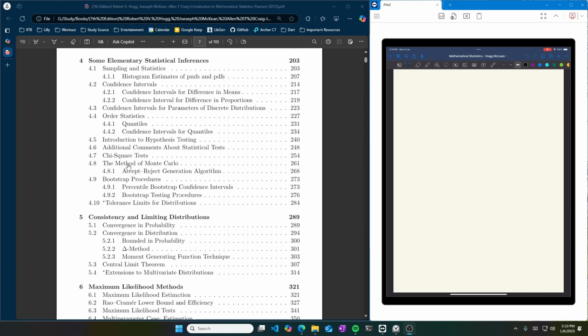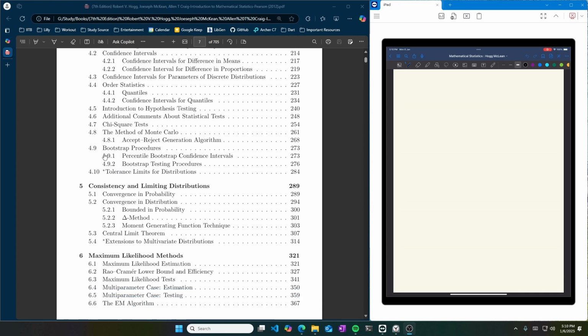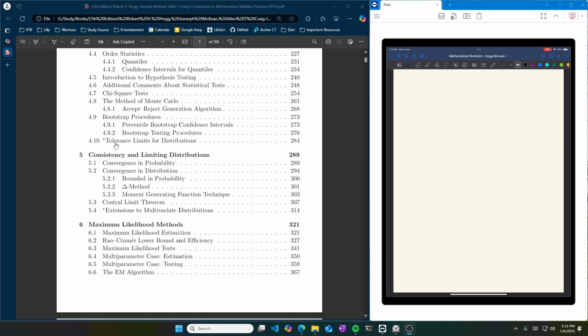Okay, Monte Carlo simulation, accept-reject generation algorithm. All right. Bootstrapping, percentile bootstrap confidence intervals. It can be used for a lot of reasons, but essentially, bootstrapping is very useful for finding confidence intervals and quantiles as well. Bootstrap testing procedures. Yeah, okay. We'll look into what that is.